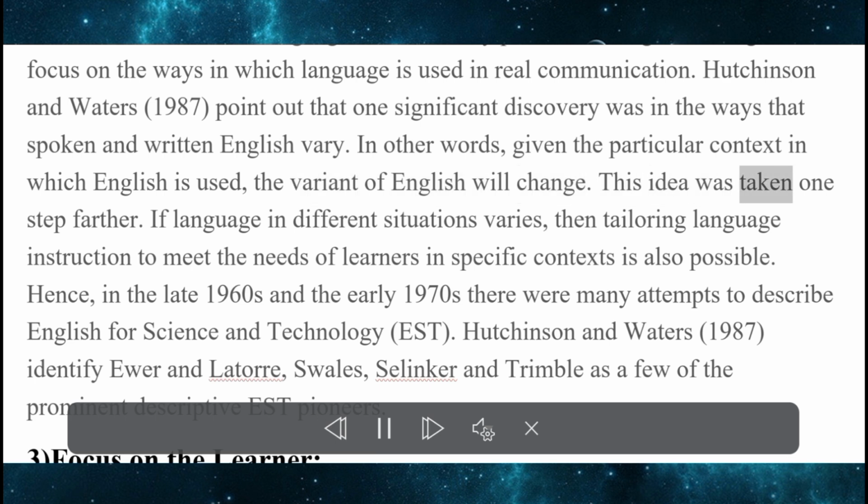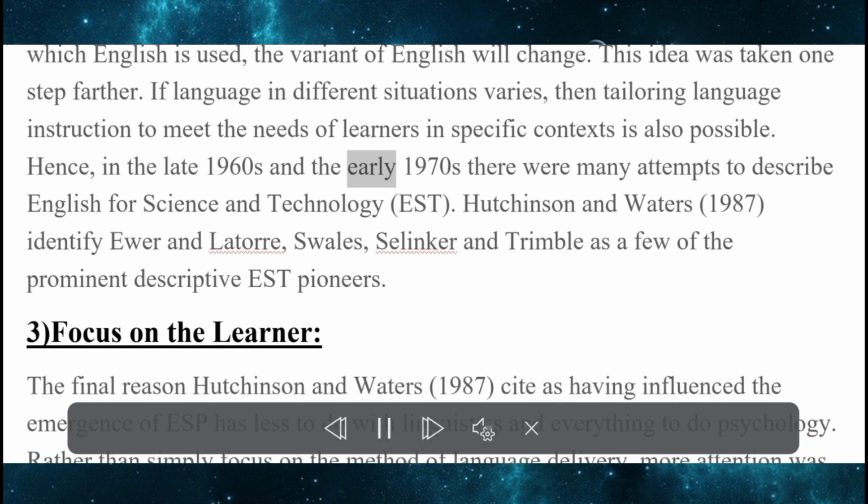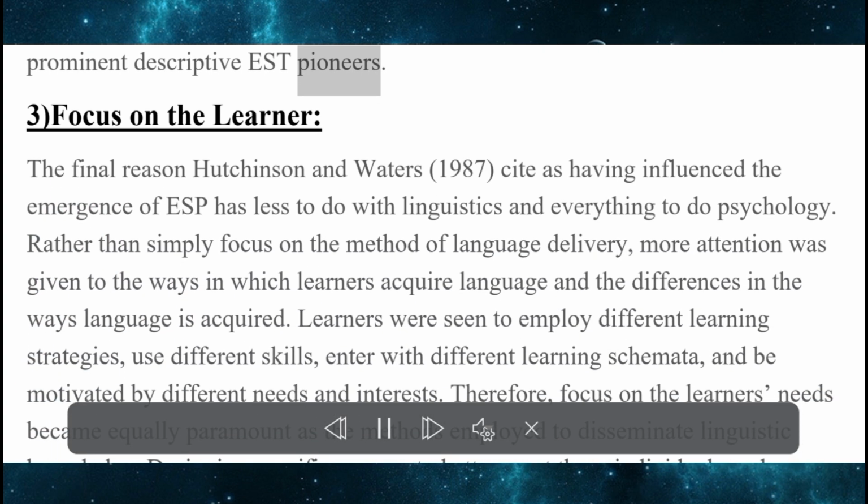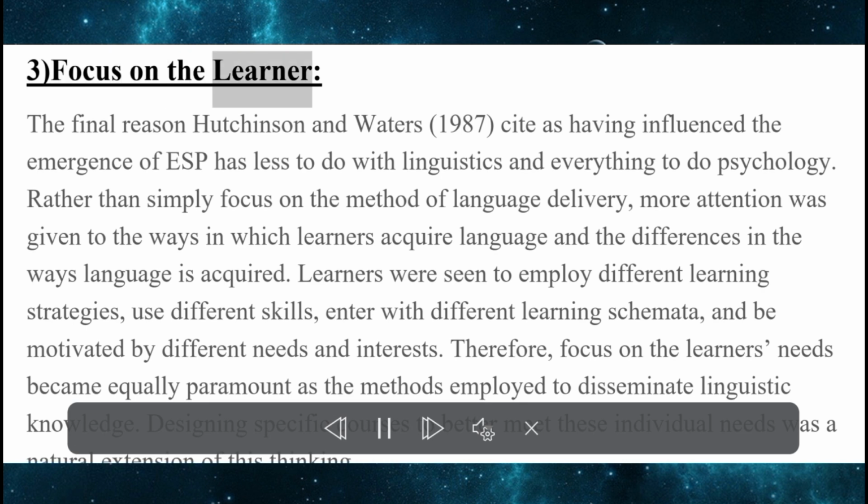This idea was taken one step farther. If language in different situations varies, then tailoring language instruction to meet the needs of learners in specific contexts is also possible. Hence, in the late 1960s and the early 1970s there were many attempts to describe English for science and technology. Hutchinson and Waters, 1987, identify Ewer and Latorre, Swales, Selinker and Trimble as a few of the prominent descriptive pioneers. 3. Focus on the learner.